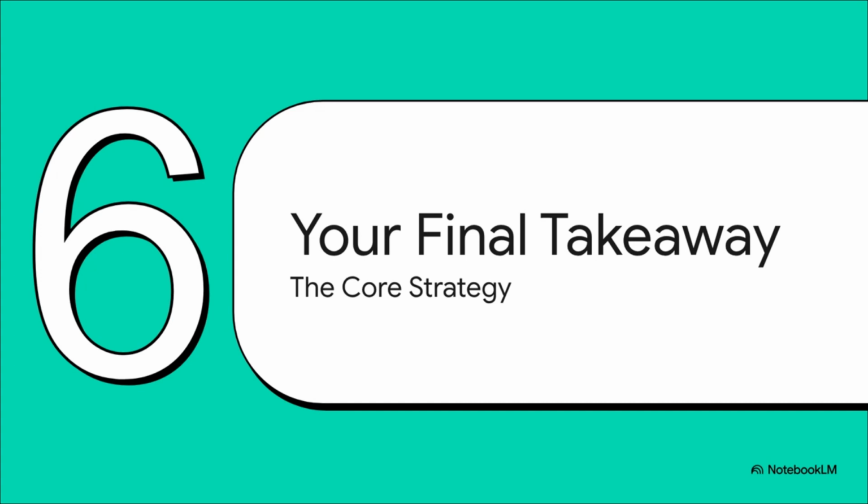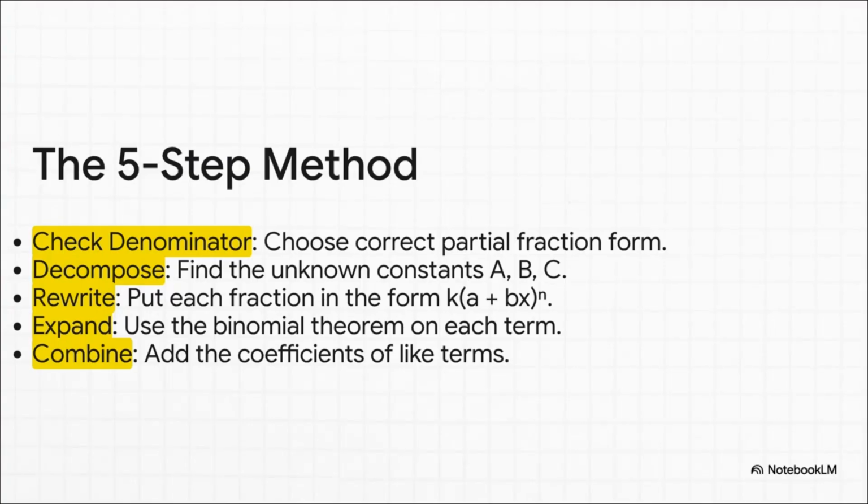Okay, we have covered a lot of ground. So after all those examples, what is the single core repeatable strategy that you should walk away with? It really just boils down to these 5 steps. First, and this is the most important step, look at that denominator and pick the right setup. Is it linear, repeated, or quadratic? Second, hunt down your constants, a, b, and c. Third, rewrite your simple fractions so they're in the right form for expansion. Fourth, carefully apply the binomial theorem to each part. And finally, fifth, combine everything by just adding up the like terms. If you can follow these 5 steps, you can solve any of these problems.